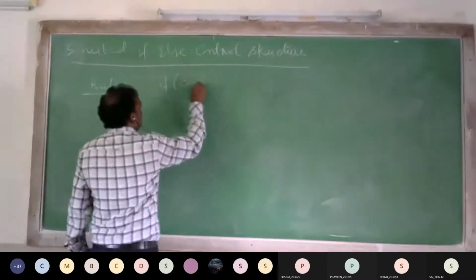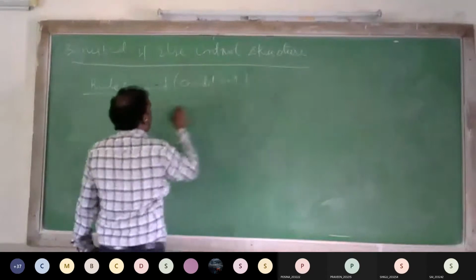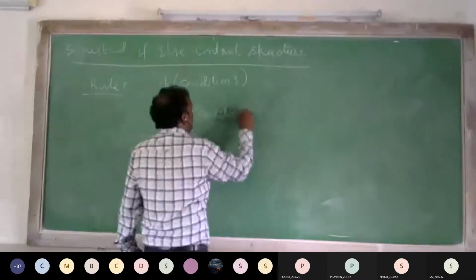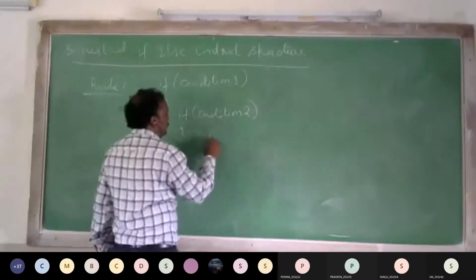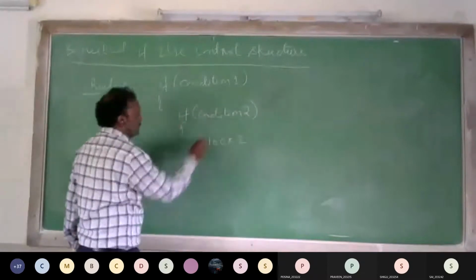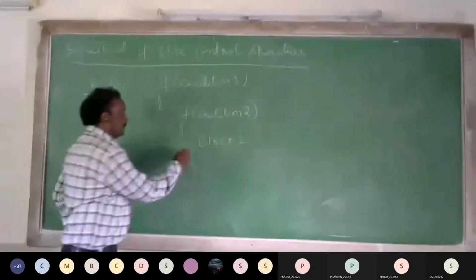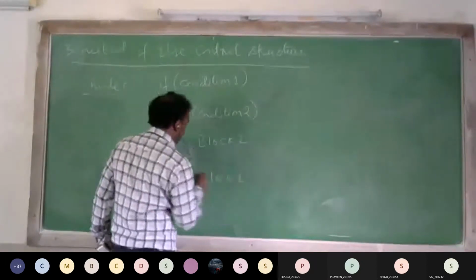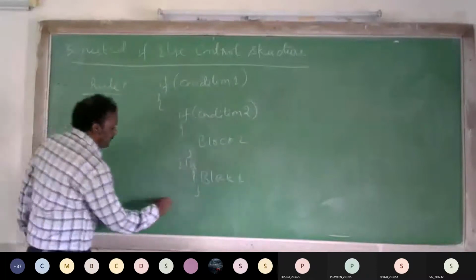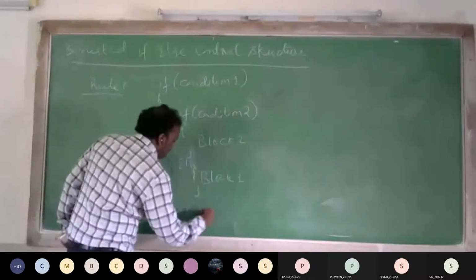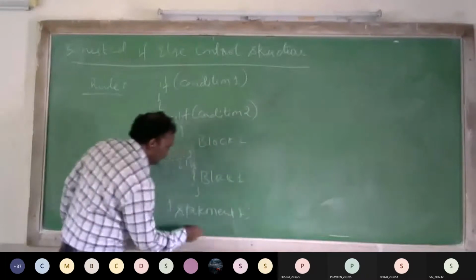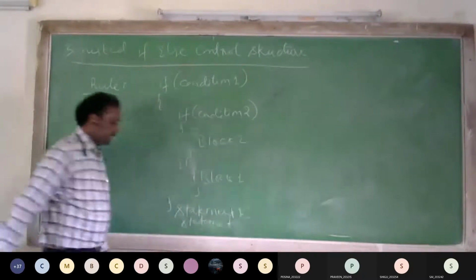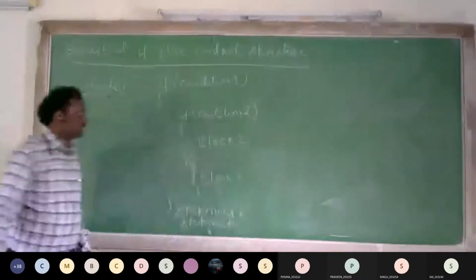If condition 1, then if condition 2, this is block 2. I am writing this as block 2 because of condition 2. Else block 1. Here statement 1, statement 2, etc., any number of statements below.